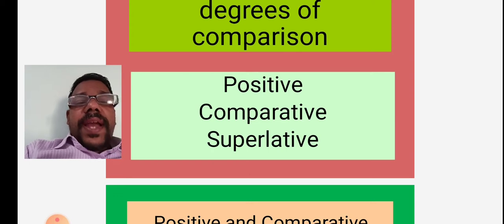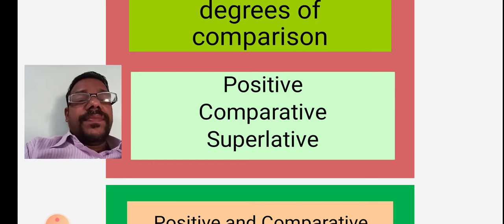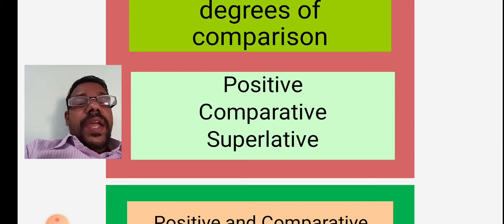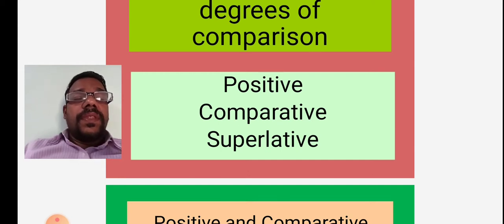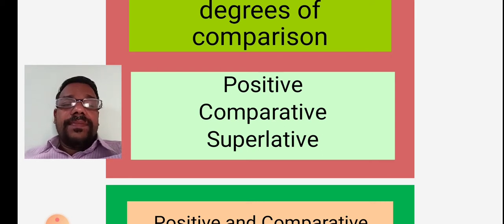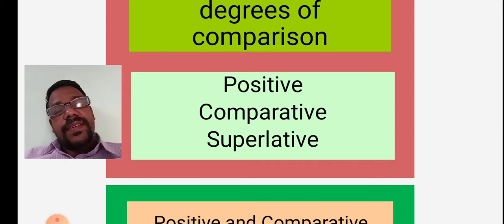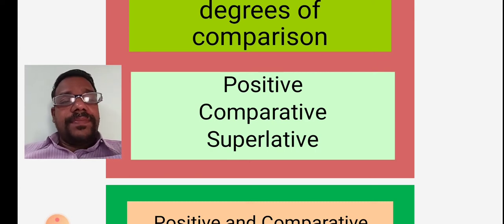Along with the comparative, we also use than, the word than after it. And along with the superlative, before that particular word, we use the. Let us say the heaviest. In comparative, heavier than.